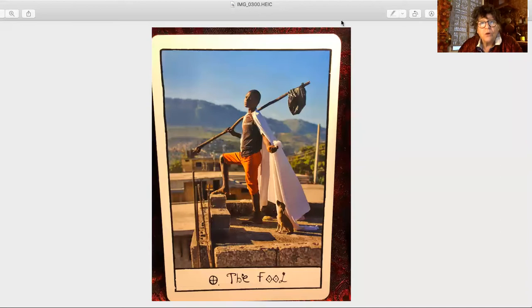Today we're going to be talking about a major arcana. We're going to start with the Fool and see where that takes us in terms of landscape. Here we have the image of the Fool from the Ghetto Tarot that was photographed in the ghetto of Port-au-Prince in Haiti. And I'd like you to take a moment to engage with that card, just looking deeply.